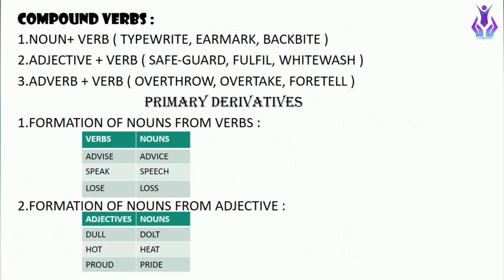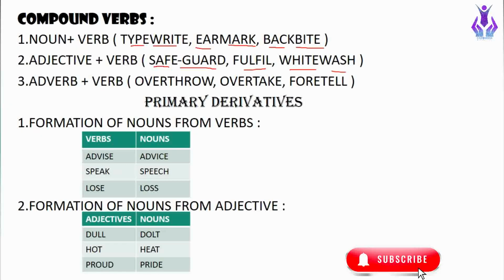Compound verbs can be formed by adding noun and verb, adjective and verb, and adverb and verb. When we add noun and verb, we can see a few words, for example, typewrite, earmark, backbite. These are examples of noun and verb forming compound verbs. The next is adjective and verb. Here we can see safeguard, fulfill, whitewash. And the last one is adverb plus verb. Here we can see overthrow, overtake, foretell. These are examples of compound verbs.